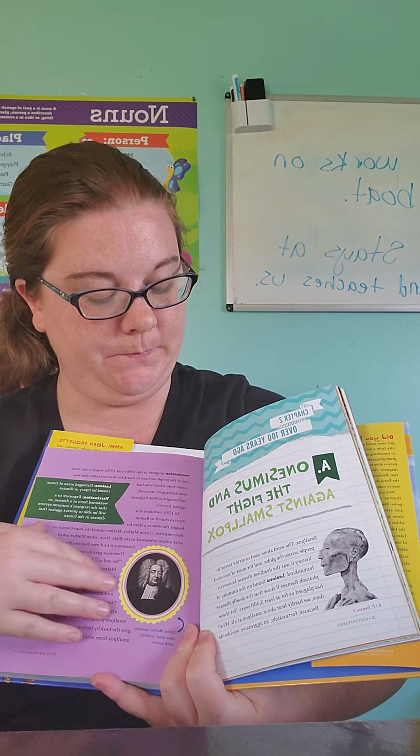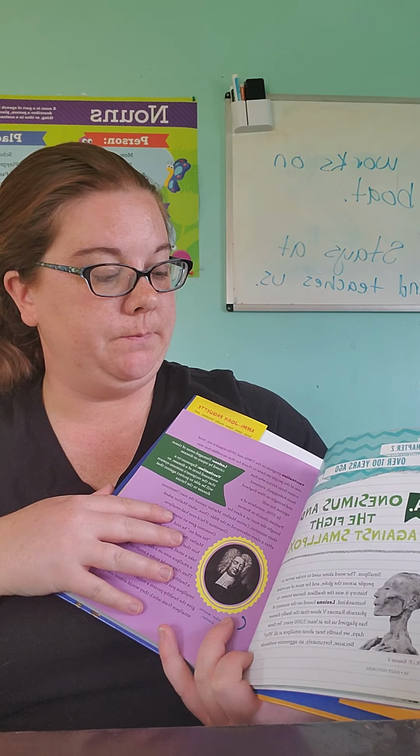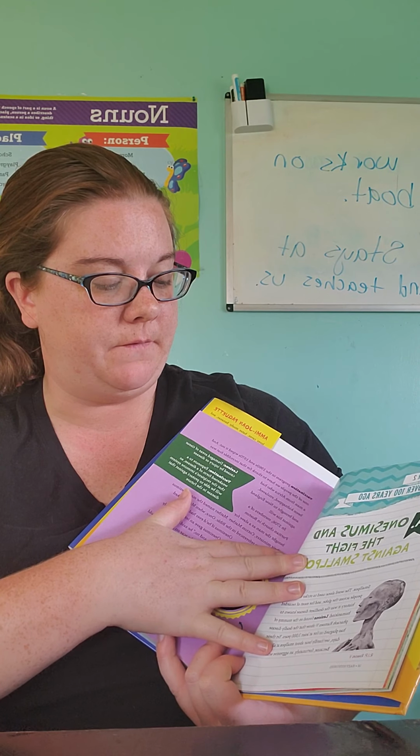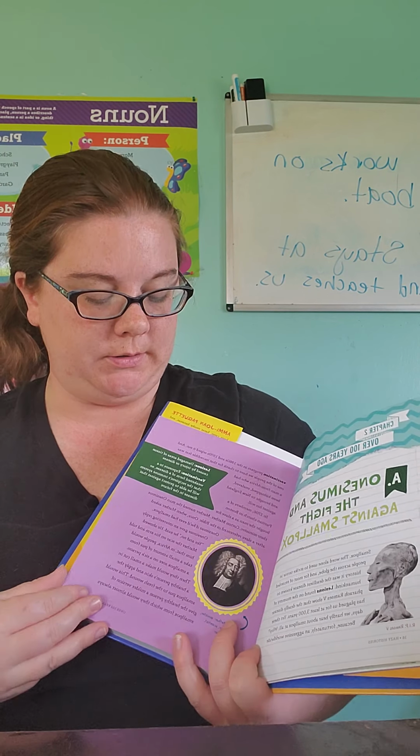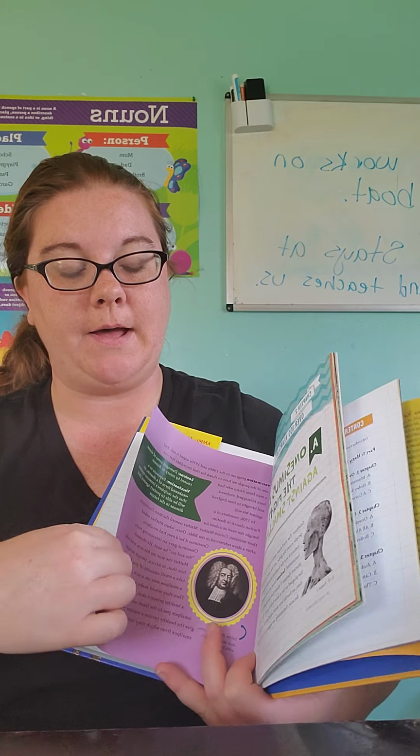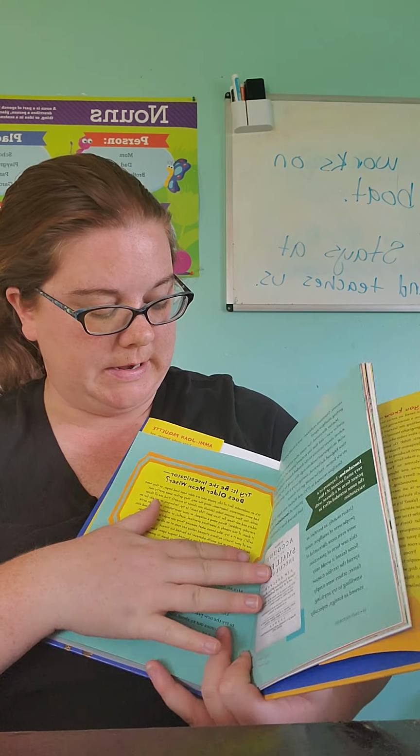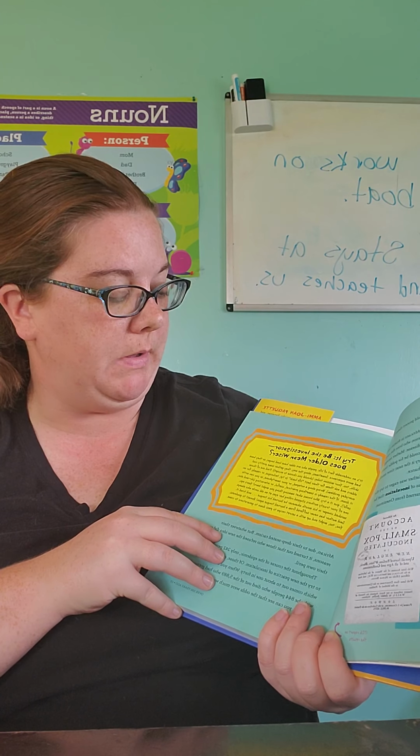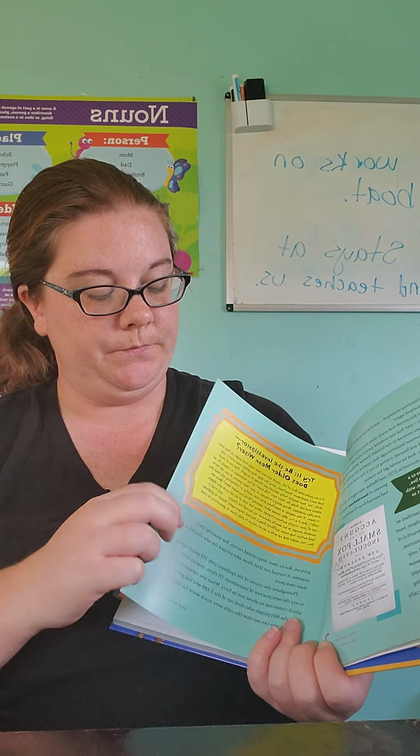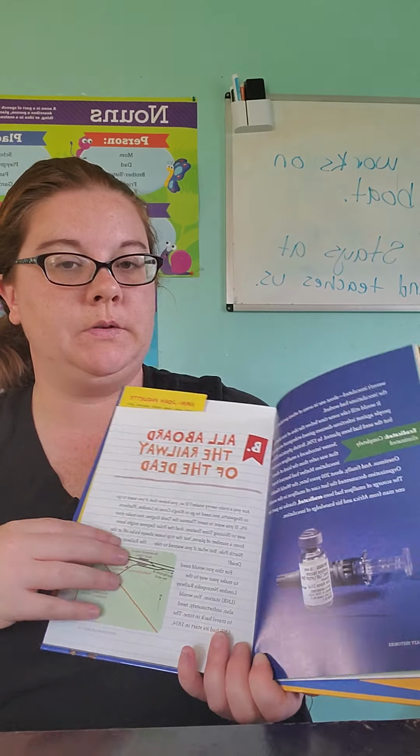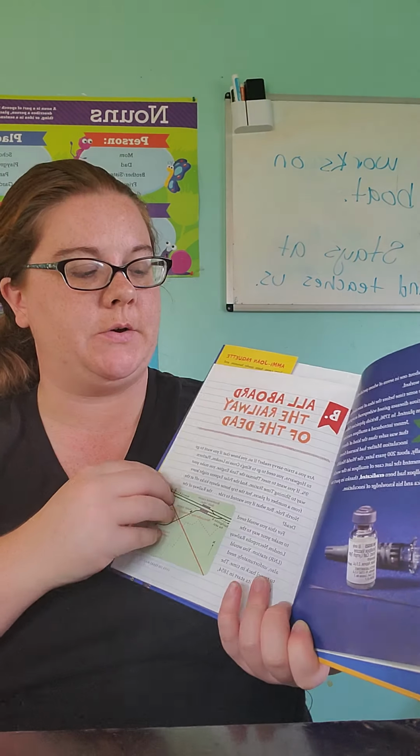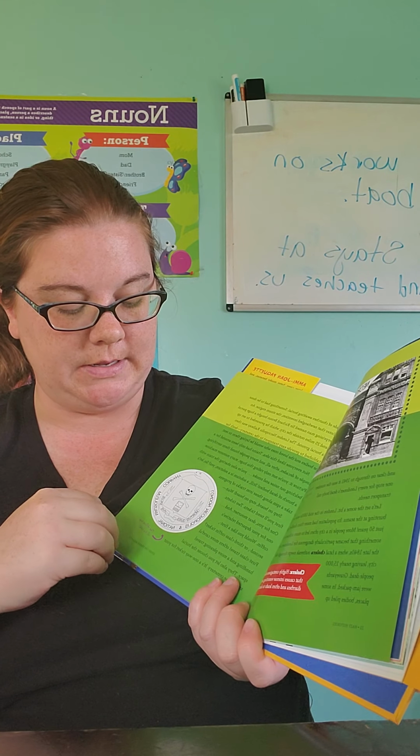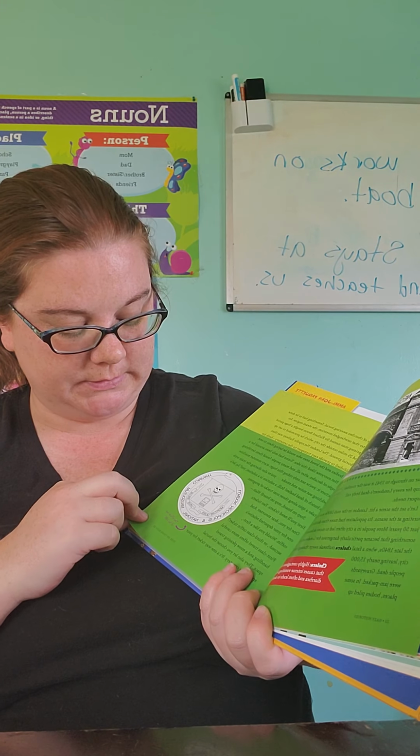Here's chapter 2. Chapter 2 is Onesimus and the Fight Against Smallpox. And again, you have your vocab. And then this one has a Try It. It says, Be the Investigator. Does older mean wiser? And more vocab and stuff like that. So you can see that each chapter has its own little thing with it. You have your vocab and everything else.